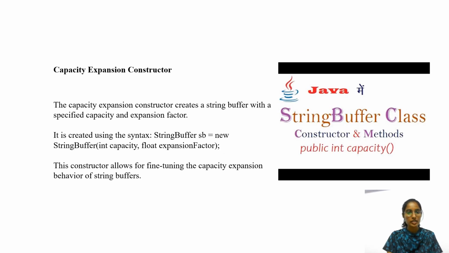Capacity expansion constructor. The capacity expansion constructor creates a StringBuffer with a specified capacity and expansion factor. It is created using the syntax StringBuffer sb = new StringBuffer(int capacity, float expansionFactor). This constructor allows for fine-tuning the capacity expansion behavior of StringBuffers.